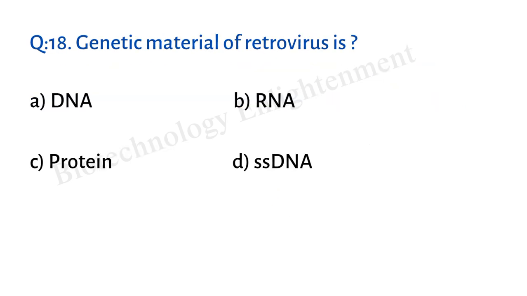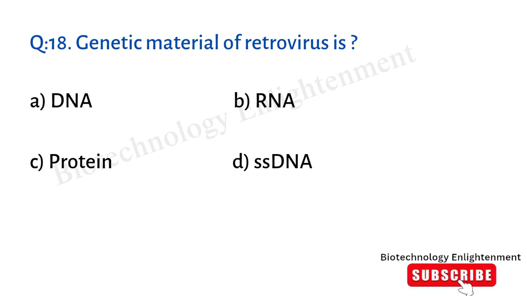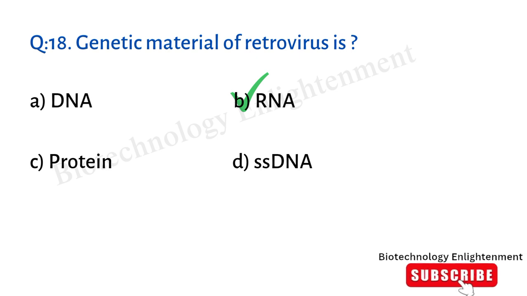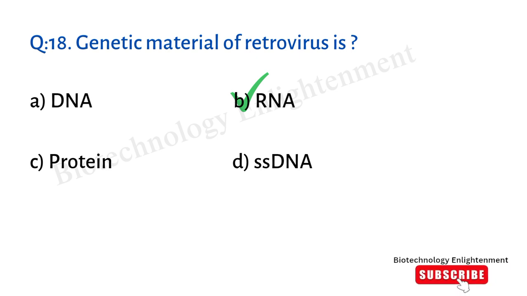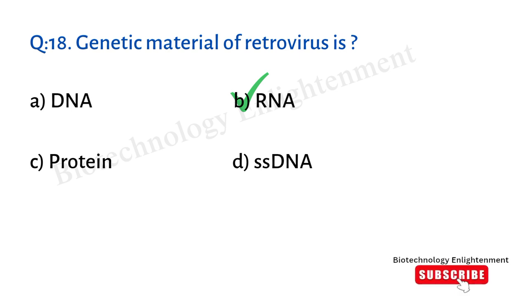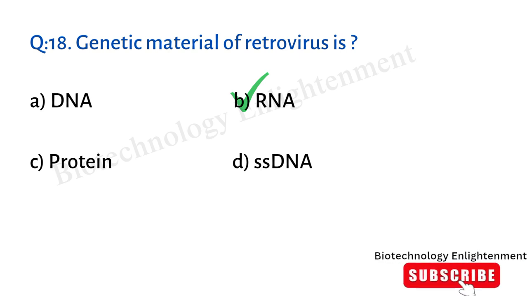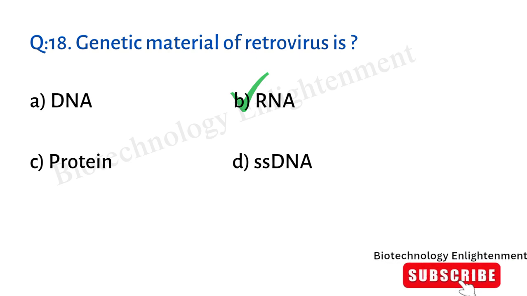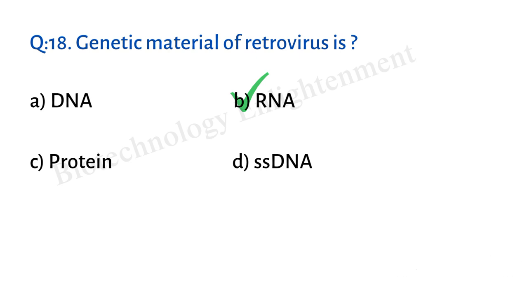Question number 18. Genetic material of a retrovirus is option A DNA, option B RNA, option C protein, option D single stranded DNA. So the correct answer is option B, RNA. Retroviruses have RNA as their genetic material. So it's a basic question. You should know some basic questions also and learn more about the type of genetic material present in each type of virus, bacteria or other microorganisms.